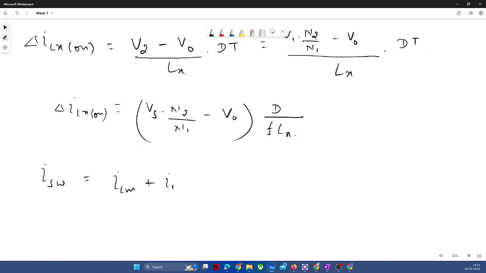We have the ILM component as well as I1, that is Vs into dt divided by Lm. Are you talking about ILM? I1. I1 will be reflected from the secondary, isn't it? Yes, that will be reflected from the secondary when the switch is on. You are right.